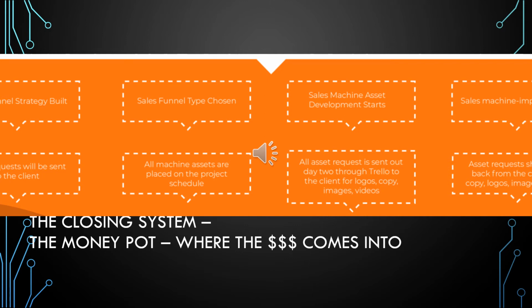All asset requests are sent out within 2 days of the start of the project so that we have it back in time. It usually takes about 7 days tops for all the material to be back. And then asset requests should be back from the client, so the entire system can be tested and true, and then implemented, and then we move on to client nurturing.